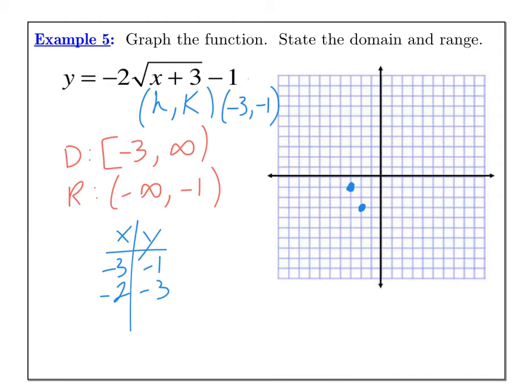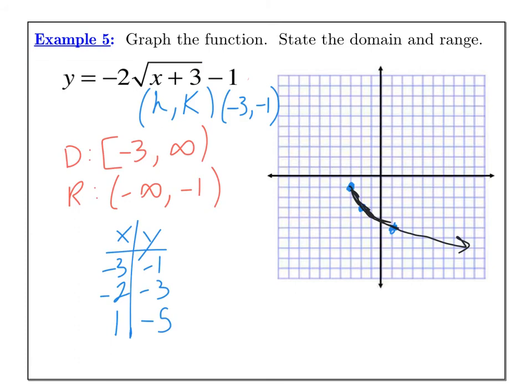Okay, negative 1 for x gives me 2, irrational. 0 plus 3 gives me 3, irrational. The next one that makes sense is 1, because 1 plus 3 is 4, the square root of 4 is 2, times the a value of negative 2, which is negative 4, minus 1, we're at negative 5. And like I said, 3 ordered pairs is plenty. Go ahead and draw your graph.